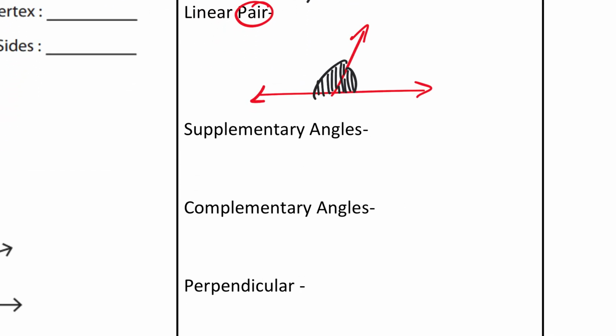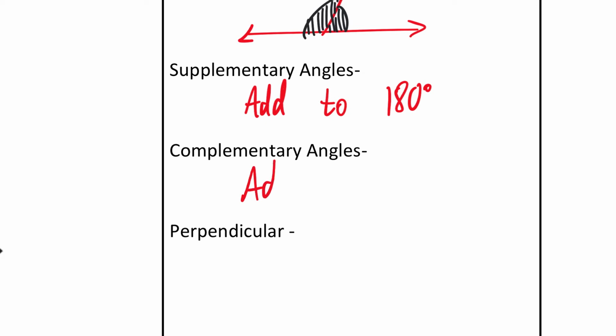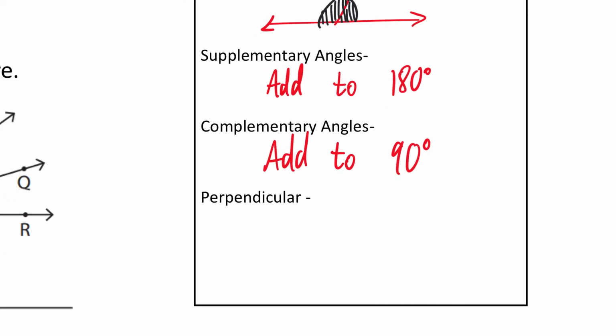So what does supplementary mean? Okay, they add to 180. What does complementary mean? Okay, they add to 90. All right, and what does perpendicular mean? Not exactly. Nope. It's like 90 degrees.